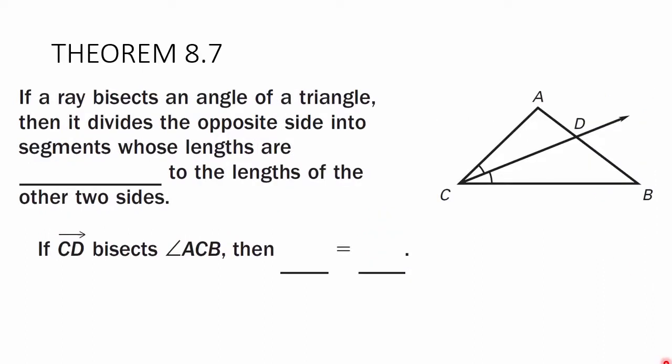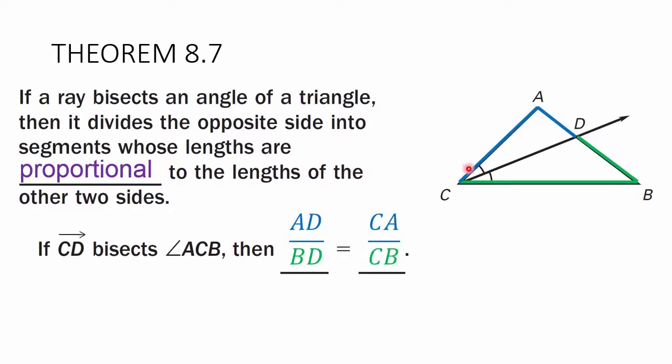Theorem 8.7. If a ray bisects an angle of a triangle, then it divides the opposite side into segments whose lengths are proportional to the lengths of the other two sides. If ray CD, which is this ray over here, bisects angle ACB, then you can say AD, which is this line, over BD, which is this line, is equal to CA, which is this line, over CB. That means the ratios of these two sides are the same.